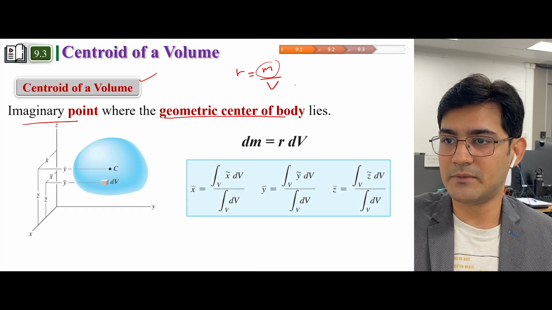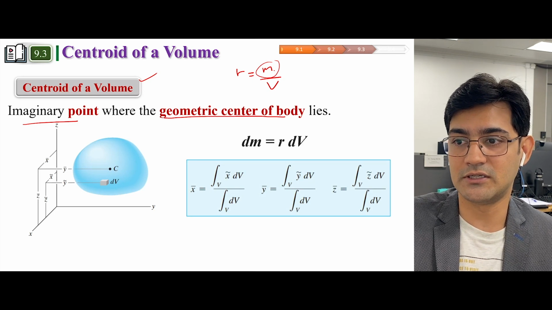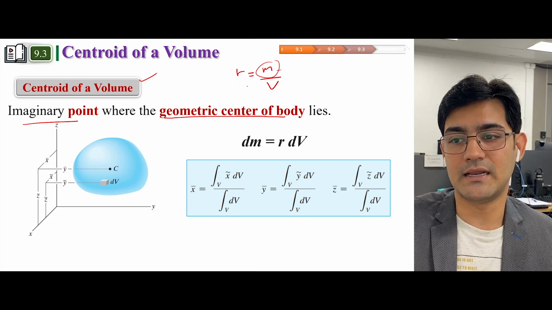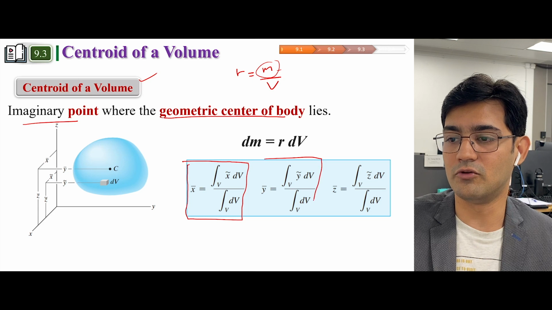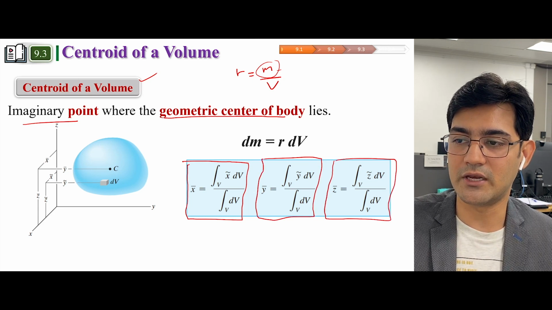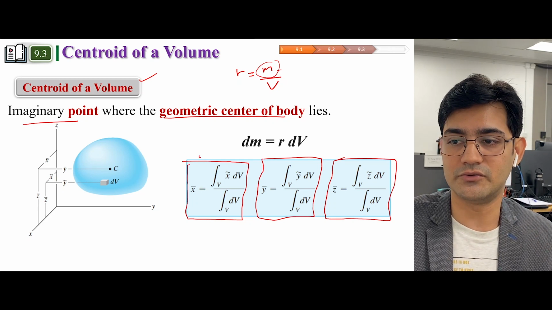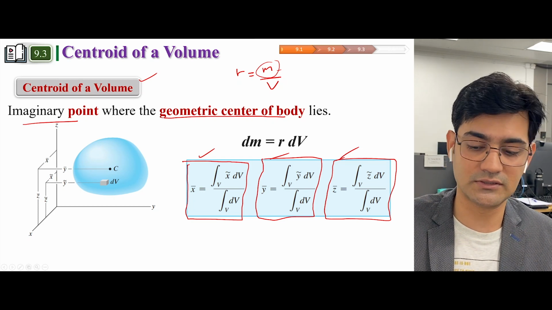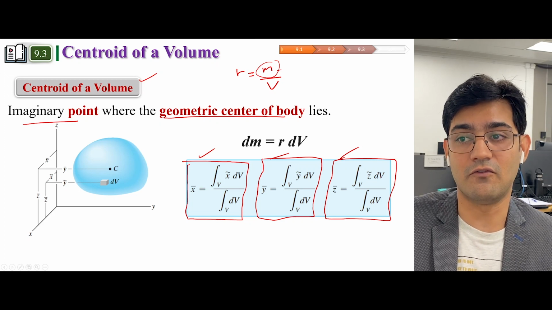Okay, so similarly, if we assume that this mass is constant, we can take the mass out and cancel it, and then we can calculate this centroid of a volume equation. Later we're going to simplify this into one equation to calculate the centroid of a volume or area, but for now you need to understand roughly how we get the equations to calculate center of gravity, center of mass, or even the centroid of a volume.